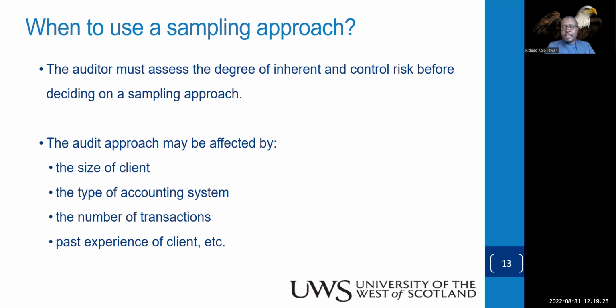So again, assess the level of inherent risk and the level of control risk before you decide on a sampling approach, okay? Your sampling approach will be affected by the size of the client, whether it is a multinational or small or medium sized, the type of accounting system they have, the number of transactions, and past experience of the client, and so on. If you are a new auditor to the client, you may want to consider the sample size that you choose. But if you are an existing auditor and you already know the nature of the transactions and their systems, you may want to reduce your sample size or the approach that you use, okay.